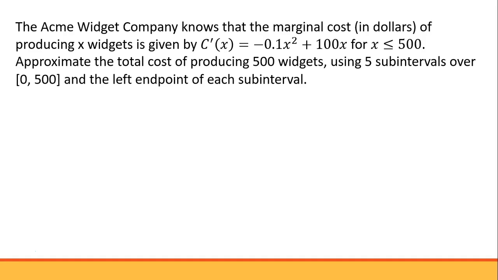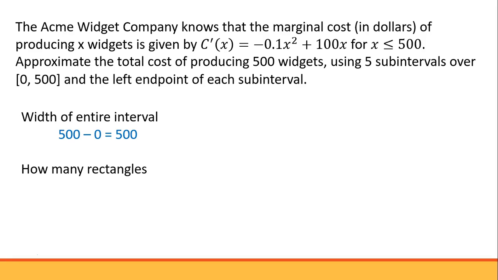Now we could graph the function, but we really don't have to. We can figure out what the intervals are and what the rectangle's dimensions would be just by using the information that we've got. The width of the entire interval, which goes from 0 to 500, is 500 minus 0, or 500. We've been told that we want 5 subintervals, so we're finding the area of 5 rectangles. And the width of each rectangle is going to be 500, the entire width, divided by 5, the number of rectangles. So each rectangle will be 100 wide.